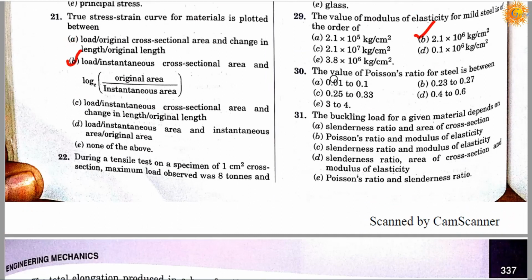Question number 30. The value of Poisson's ratio for steel is between: option A, 0.01 to 0.1; option B, 0.23 to 0.27; option C, 0.25 to 0.33; option D, 0.4 to 0.6; and option E, 3 to 4. Correct answer is C, it will be 0.25 to 0.33.